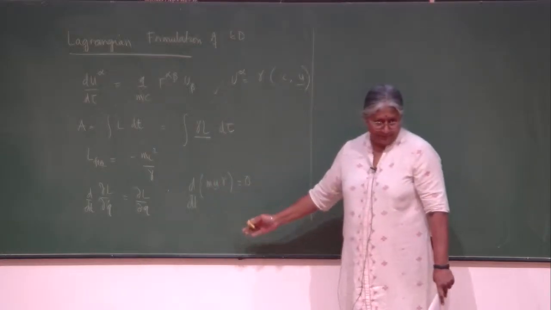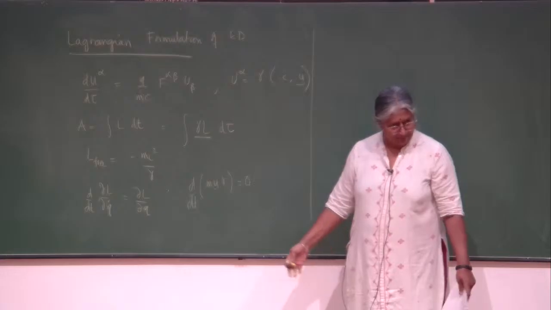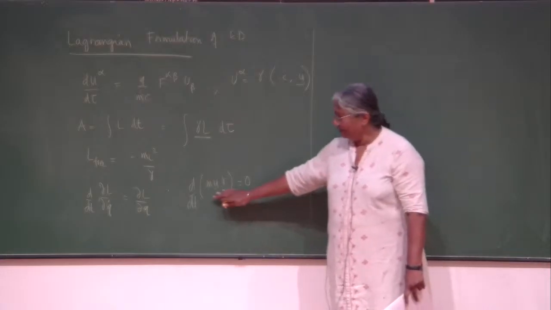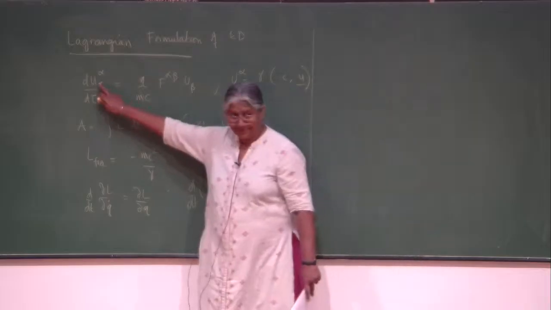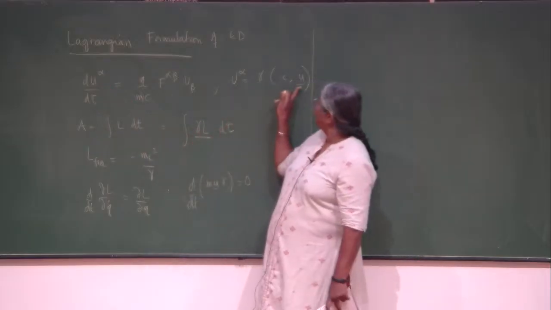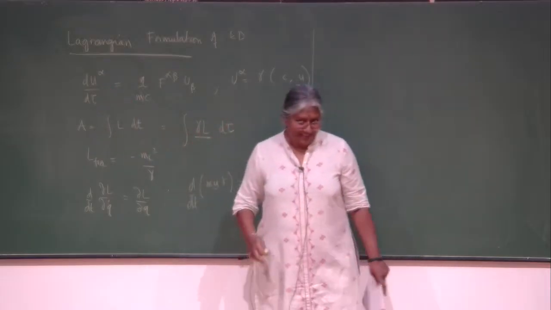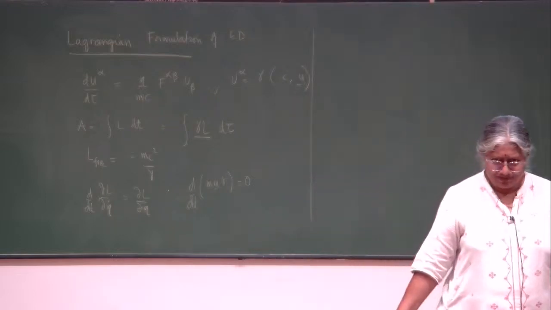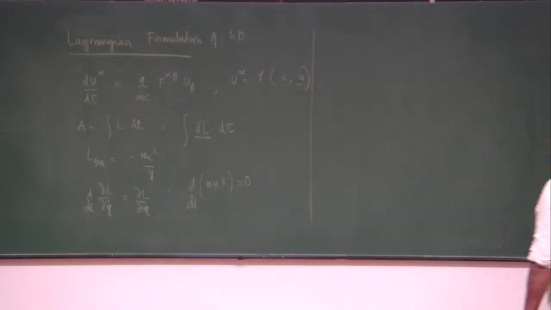What was m u gamma? The momentum, 3-momentum, right? And therefore, here from m times u gamma, right? And it tells you that in the absence of an external force, momentum is conserved, right? So that's all. So that is the answer, and that is straightforward.